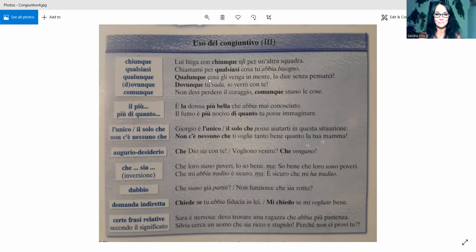Let's go for this one. Qualunque cosa gli venga in mente, la dice senza pensarci. Whatever or whichever thing comes to his mind, he says it without even thinking about it.